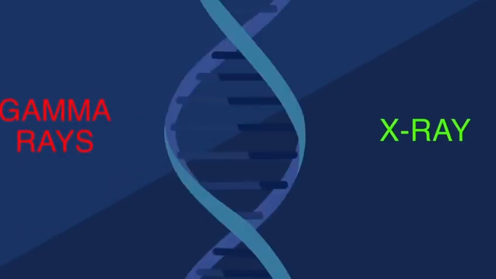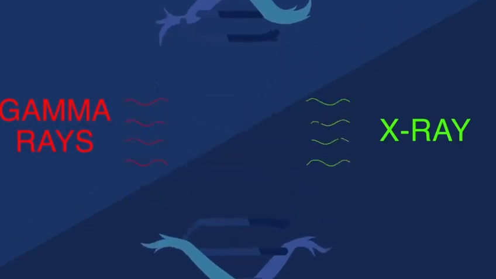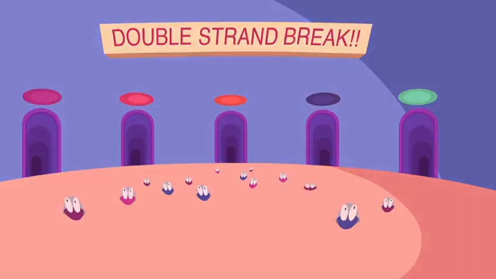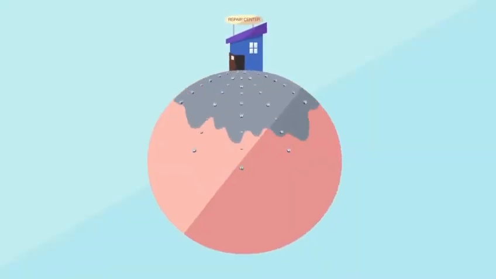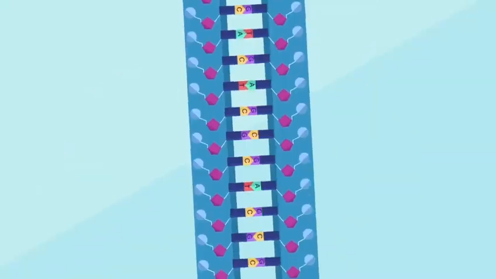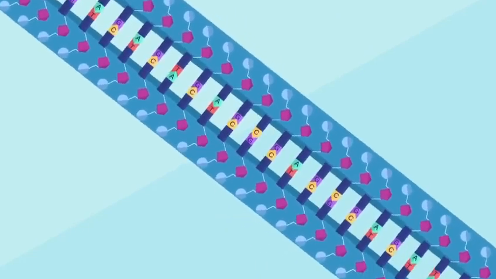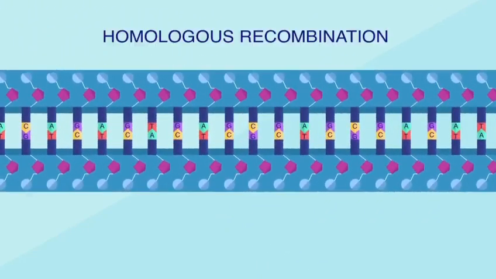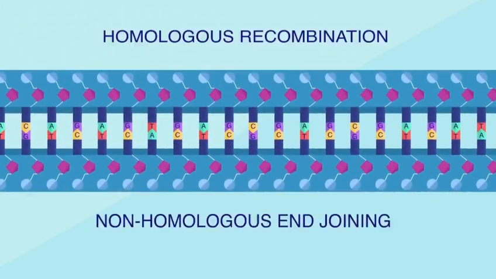Gamma rays and X-rays cause a different kind of damage. They can actually sever one or both strands of the DNA backbone. Double-strand breaks are the most dangerous. Even one can cause cell death. The two most common pathways for repairing double-strand breaks are called homologous recombination and non-homologous end joining.